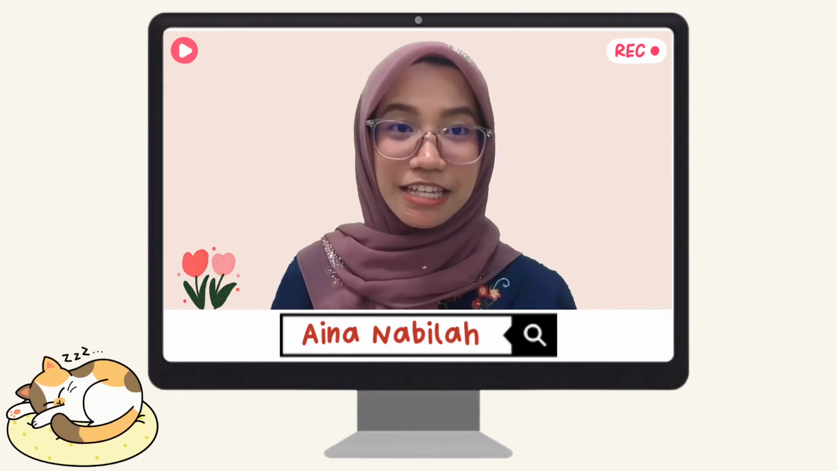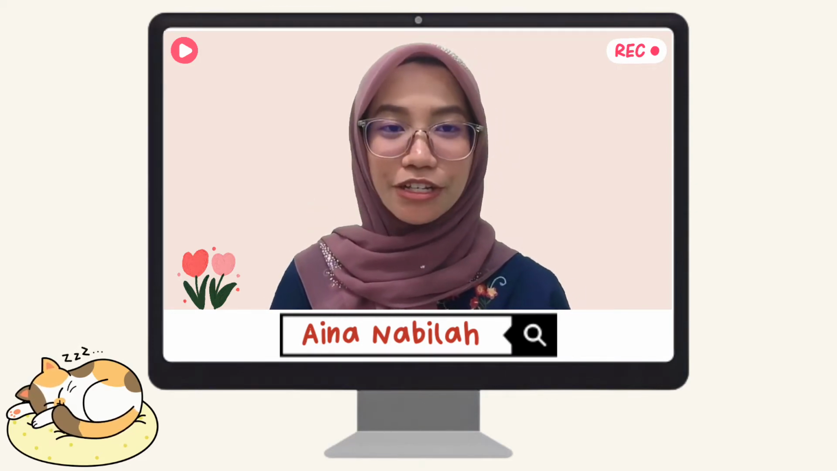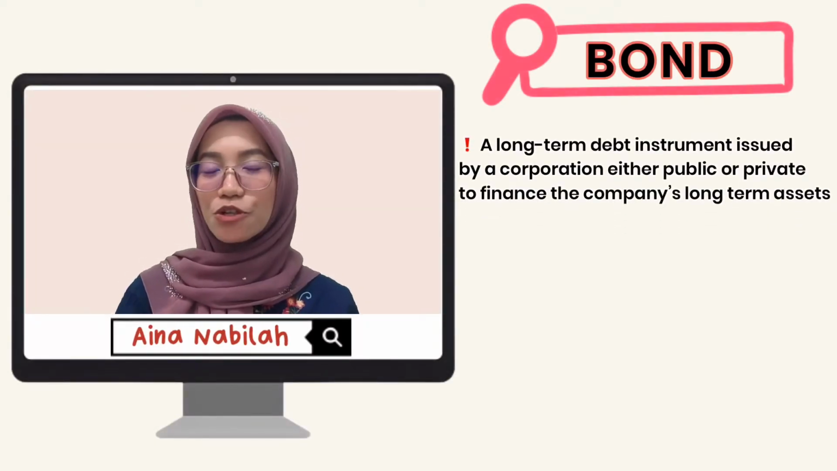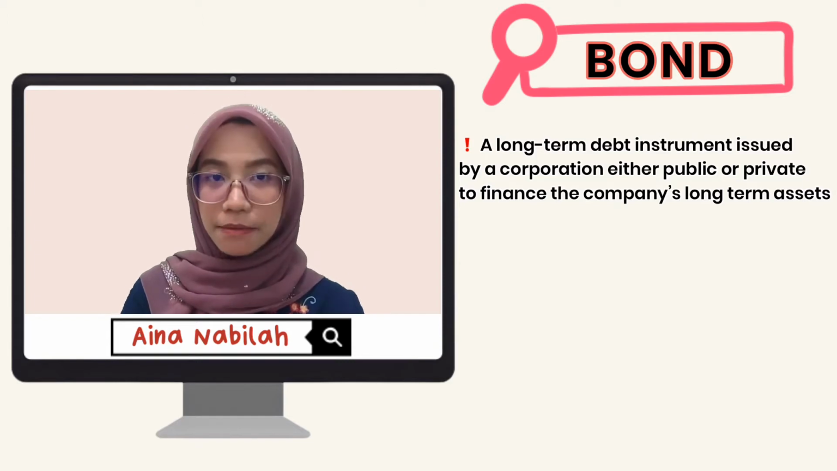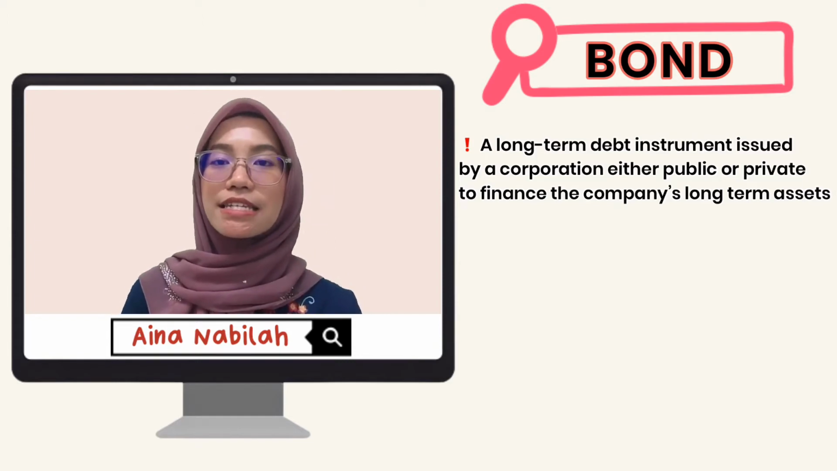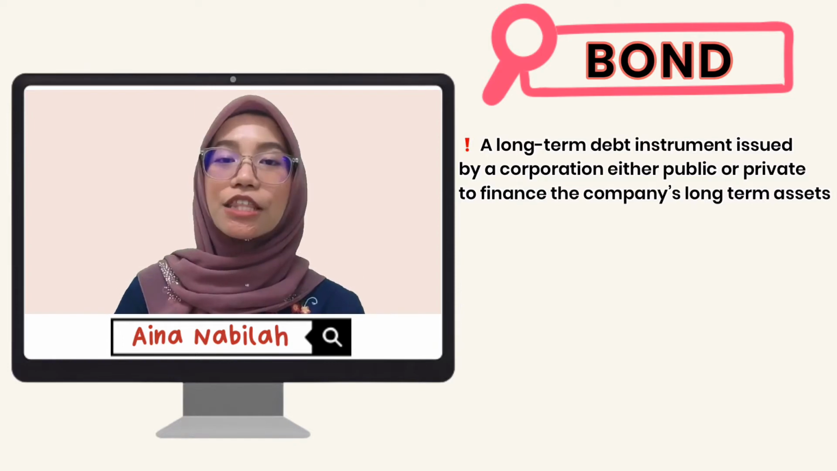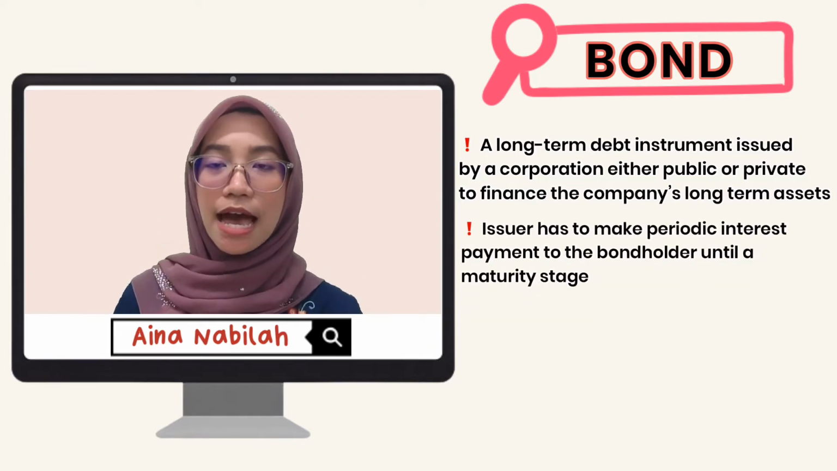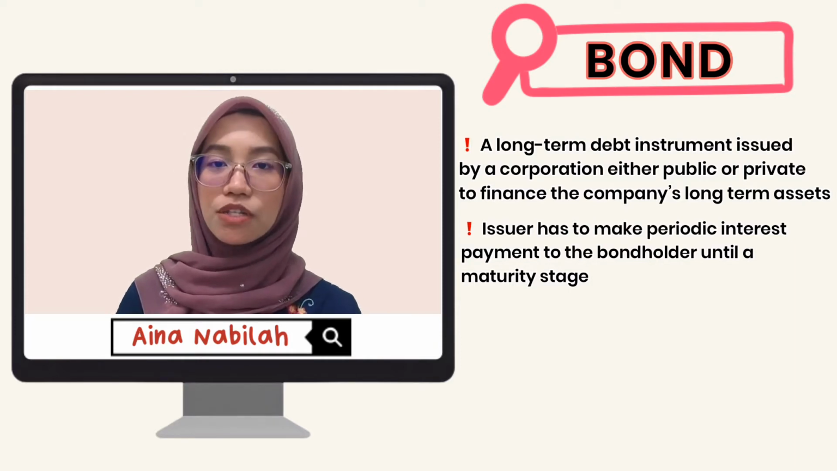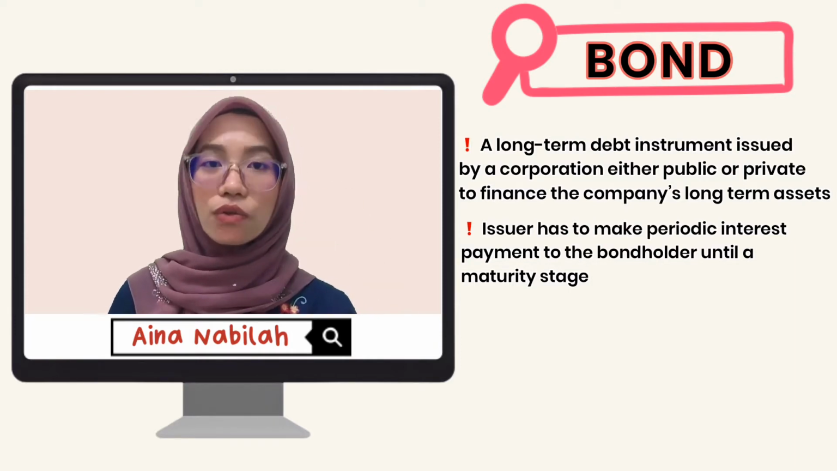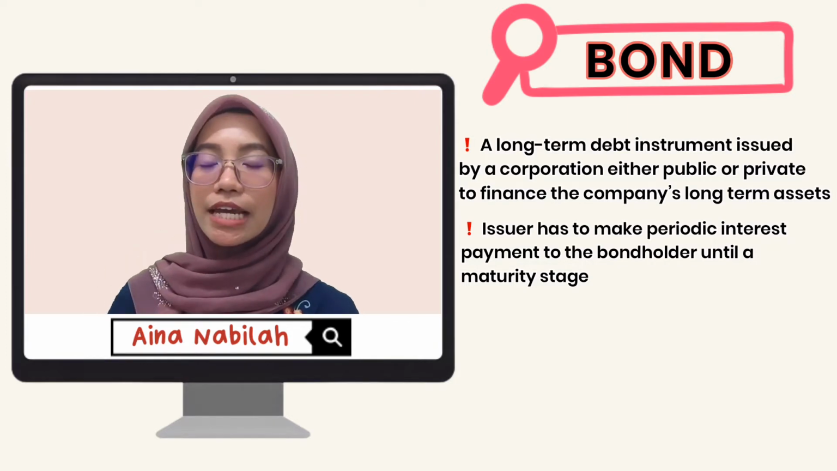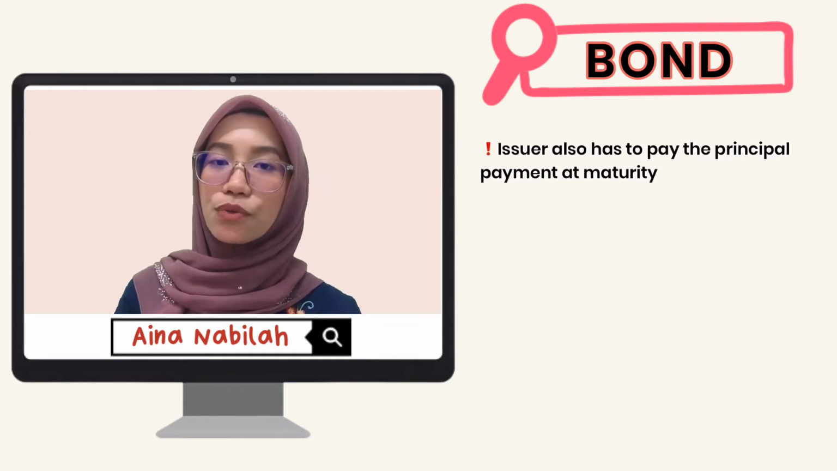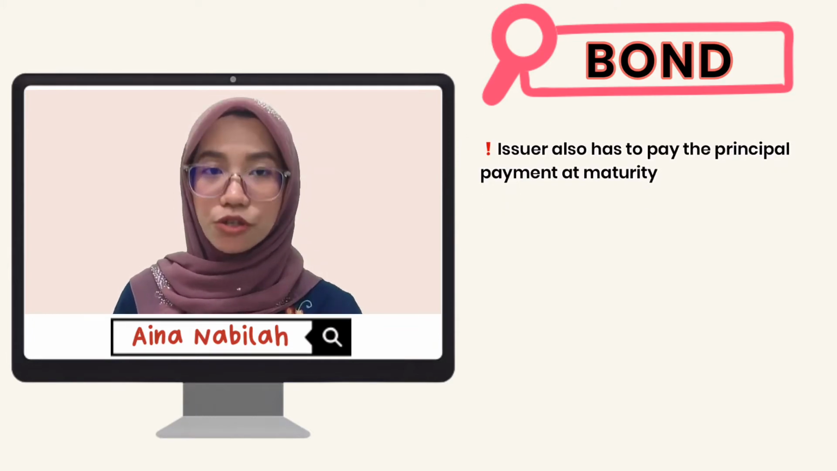So first, let's discover the definition of bond. A bond is defined as a long-term debt instrument issued by a corporation, either public or private, to finance the company's long-term assets. The issuer or the seller or the borrower of a bond has to make periodic interest payments to the bondholder, who is also known as the buyer or lender, until a maturity stage. The issuer also has to pay the principal payment at maturity.